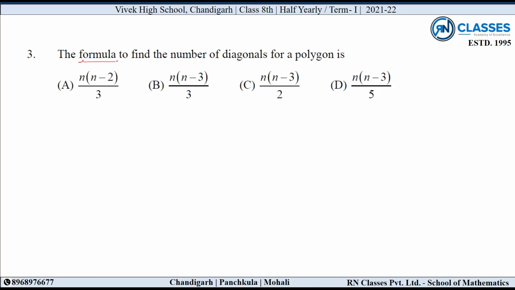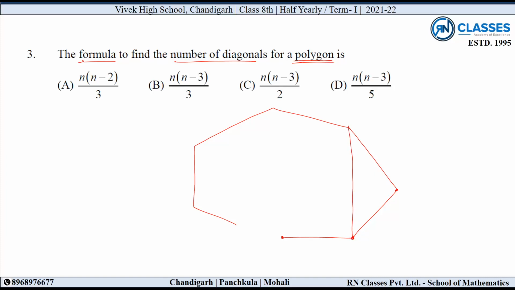The formula to find the number of diagonals of a polygon. How do we find the number of diagonals? Let's see the polygon. I'll form the polygon and it goes on. See, if you take this vertex, will you be connecting this over here? No, this is not a diagonal. Will you be connecting this vertex over here? No, this will not become a diagonal. Will you be connecting this vertex with itself? No.